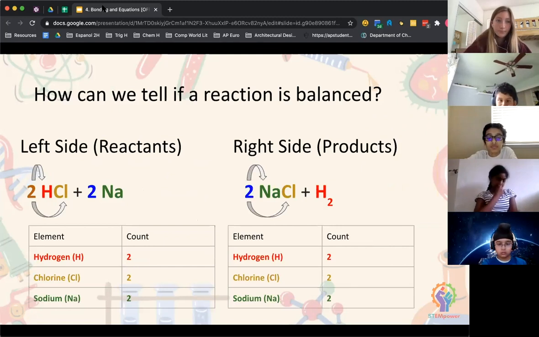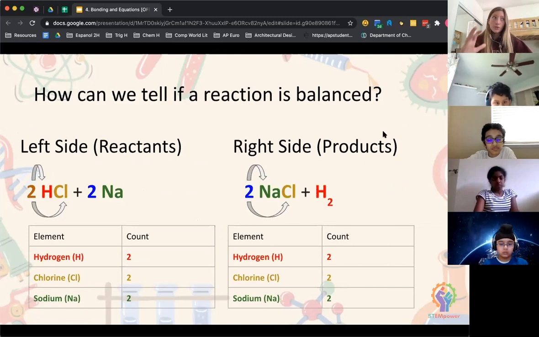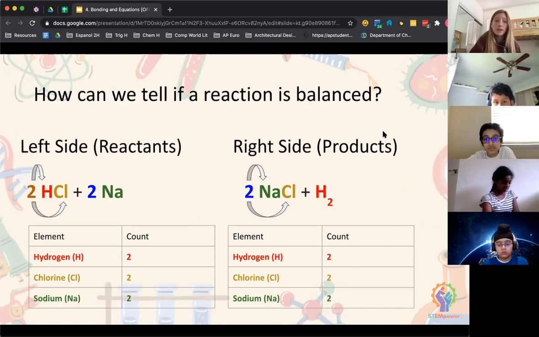Awesome. And so the next question is, how can we tell if a reaction is balanced? Within a reaction, the left side is the reactants and the right side is the products. The reactants are what you start with, what you're combining, and the products are what is made, what they rearrange to be. All right, I know it's a little confusing and the colors are everywhere, but we'll learn more about what that means.